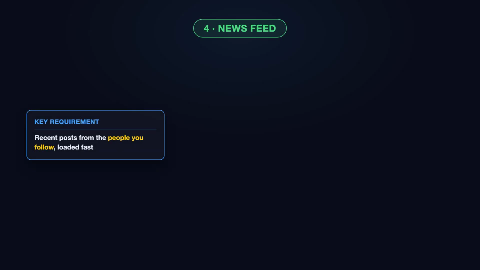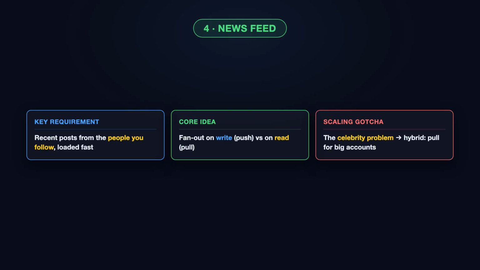Question 4. Design a news feed: Twitter, Instagram, Facebook. Show a user the recent posts from everyone they follow. The key requirement: assemble, per user, a timeline of recent posts from the accounts they follow, and load it fast when they open the app. The core idea is the fan-out decision, and this is what the whole question turns on.